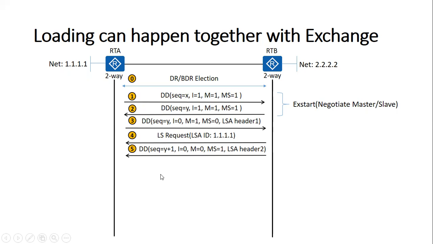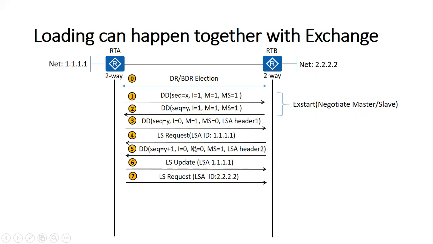Then, because router A has received a link state description describing this network, it realizes it doesn't have it. So what it will do first is send an update for this request. It sends the full network that it was requested for. At the same time it's sending the full network, it can also request for this DD it received. It realizes that I don't have network 2.